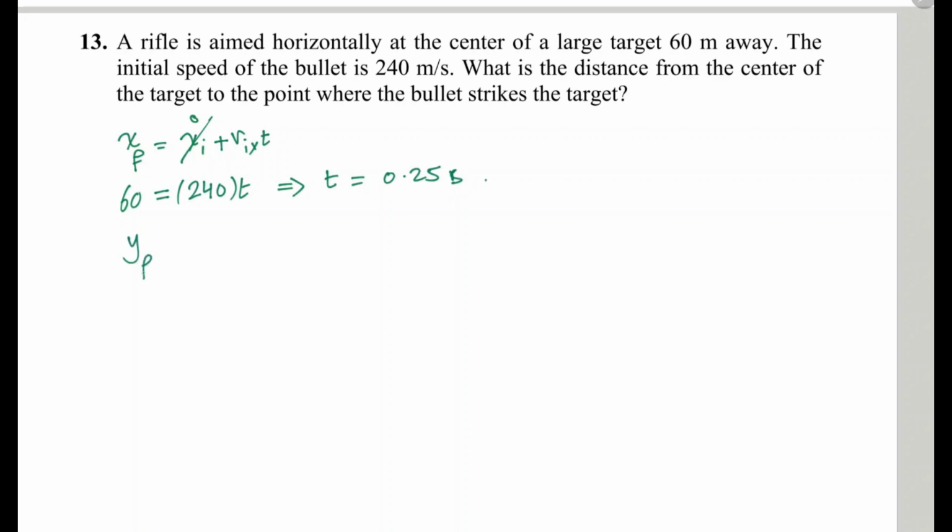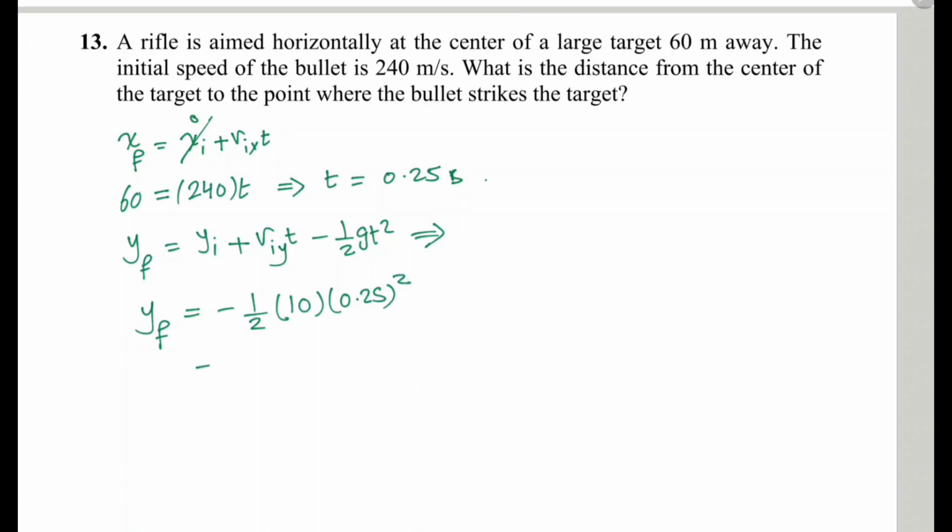So y final equal to y initial plus v initial y t minus half g t square. So y final equal to minus half 10 times 0.25 square, or equal to 0.31 meters or 31 centimeters.